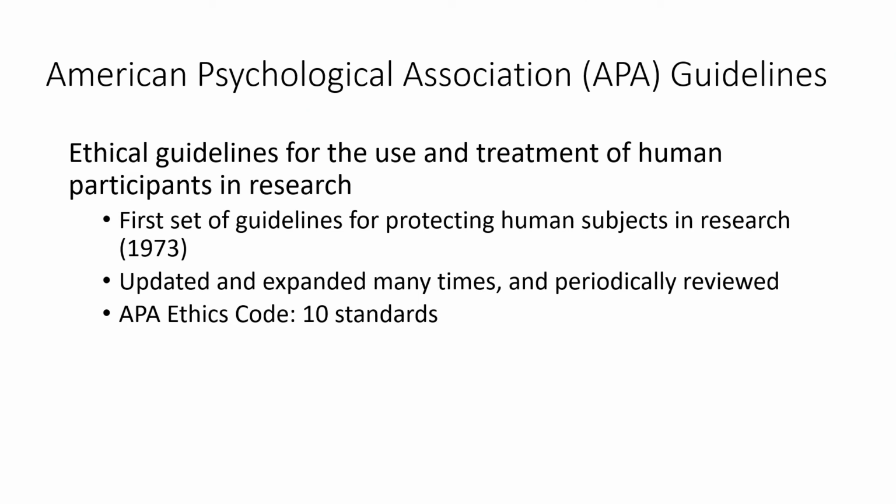The American Psychological Association has guidelines for all different things in psychology. So you get these 10 APA ethics code standards. Most of them are applied to things like clinicians, but there is one that's specifically for research. These ethics guidelines for use and treatment of human participants in research, the first guidelines for protecting human subjects in research, was 1973, and you'll notice that is just before the Belmont Conference. It's been updated and expanded many times, periodically reviewed.